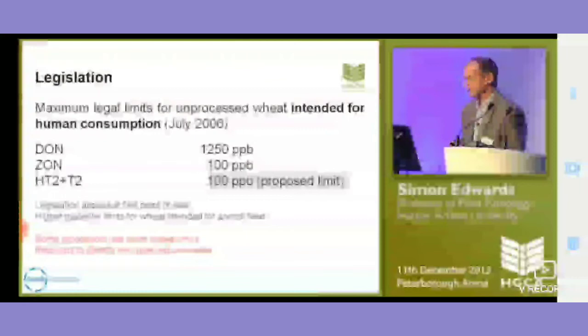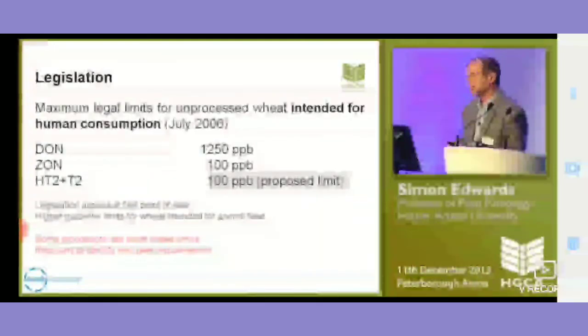So we have limits for deoxynivalenol, which I refer to as DON, zearalenone, which I refer to as ZON, and there have been some proposed limits for some time now for HT2 and T2, and we still don't have these, and they've actually changed again. We now have, or we're likely to have, a publication of investigative limits next year, and it's changed for wheat. It's going to be 50 ppb, or it's likely to be 50 ppb.